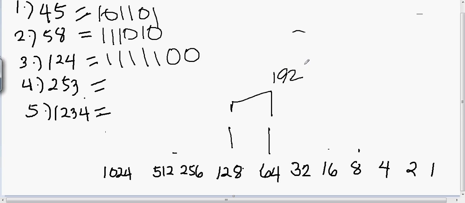So this is 192. Okay, let's get another number that we could add to 192 so we could get 253. So let's try this 32. 192 plus 32, yes, we could use it. So let's mark this as 1; 192 plus 32 is 224. So what other number we could use? 16. Let's try to add 16 to 224. So plus 16, we can get 240. Okay, so we can use this.